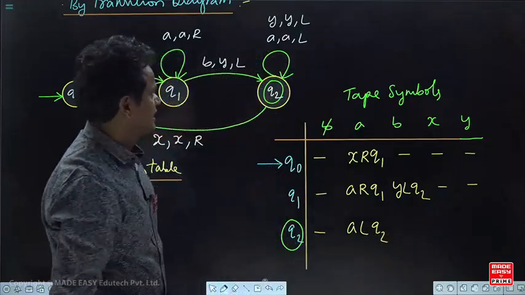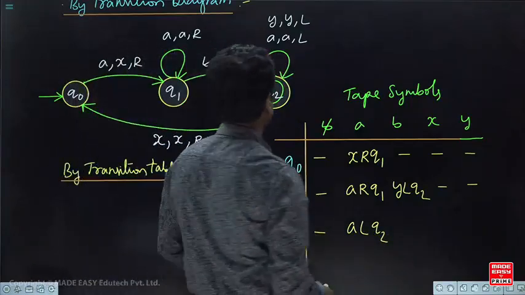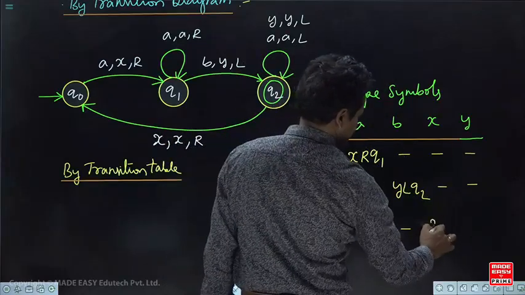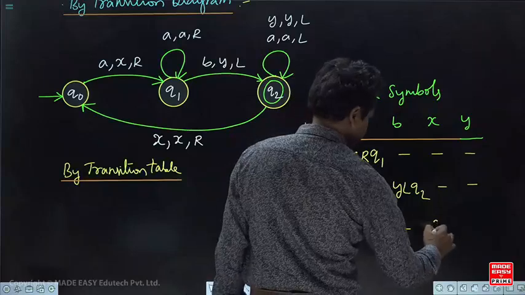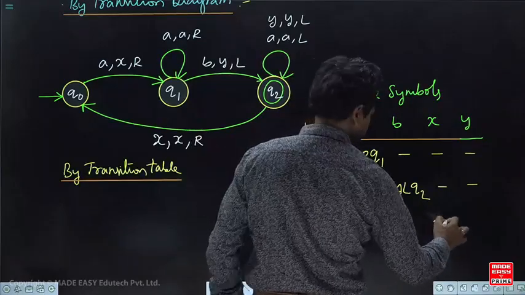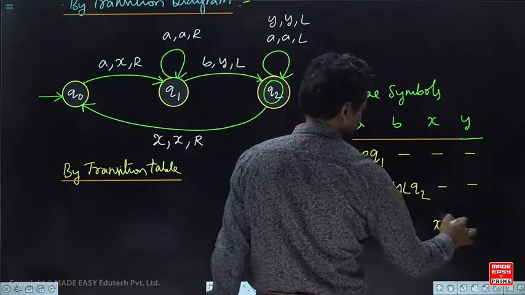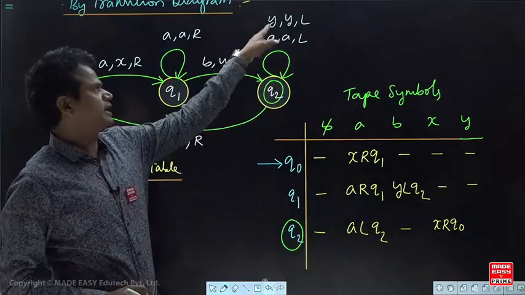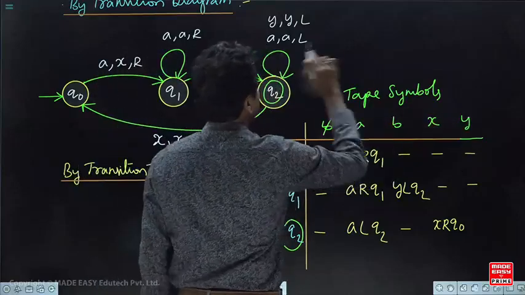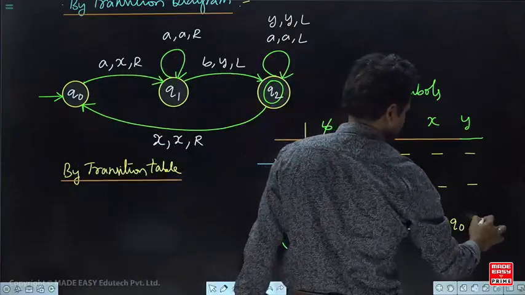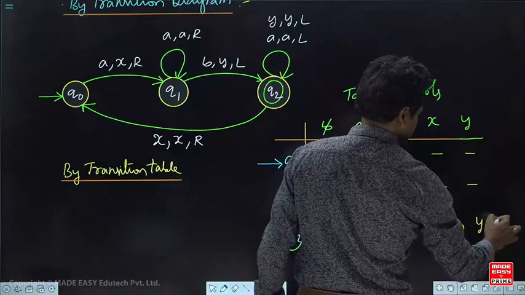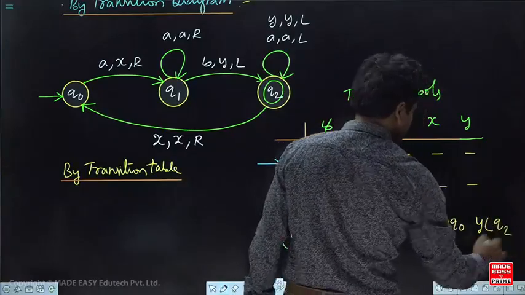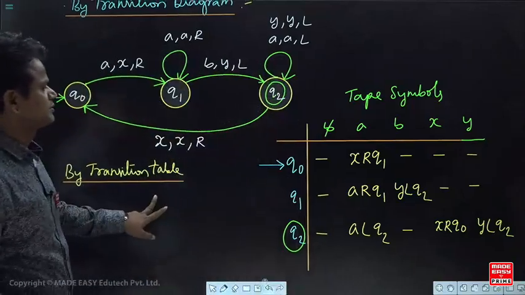Whereas in Q2, if X comes, X will be X, and move right side, go to Q0. Now last one: in Q2, Y comes, Y will be Y, head moves left side, same state. So this is the way of representing the Turing machine using the table and using the diagram.